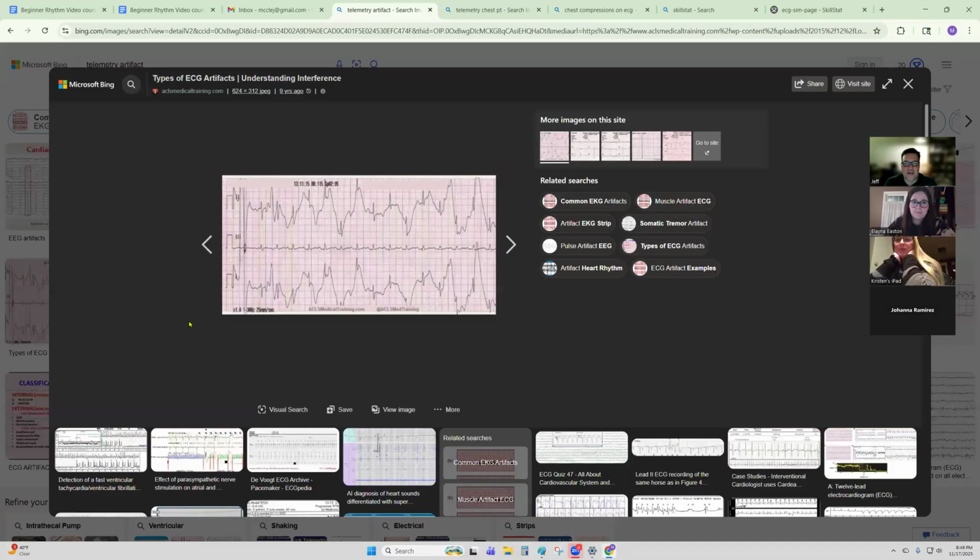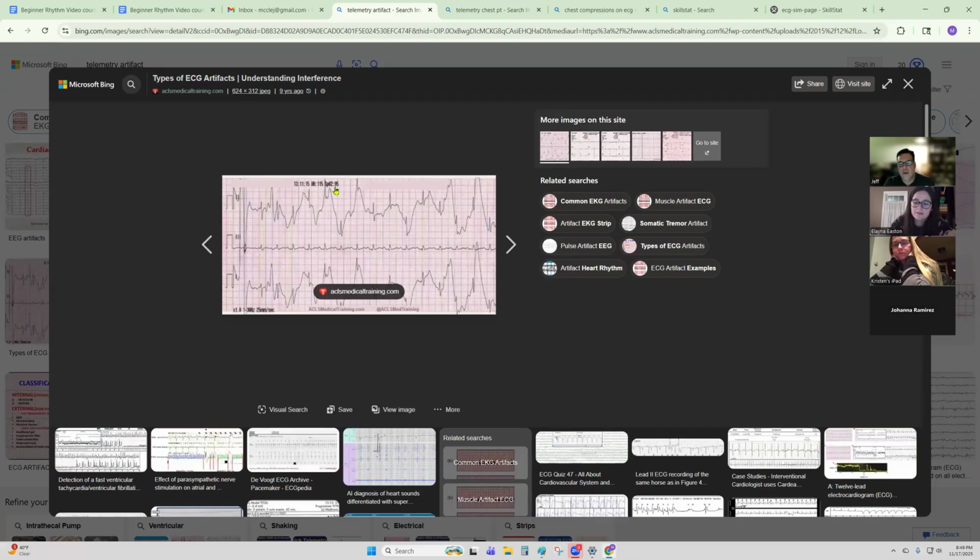Cool. So something like this, and ultimately what I want to show you here is just, if you have VTAC, you're going to see a wide QRS complex in every single lead. VTAC will not be in one lead, right? If it's truly happening, it's going to be in all leads.